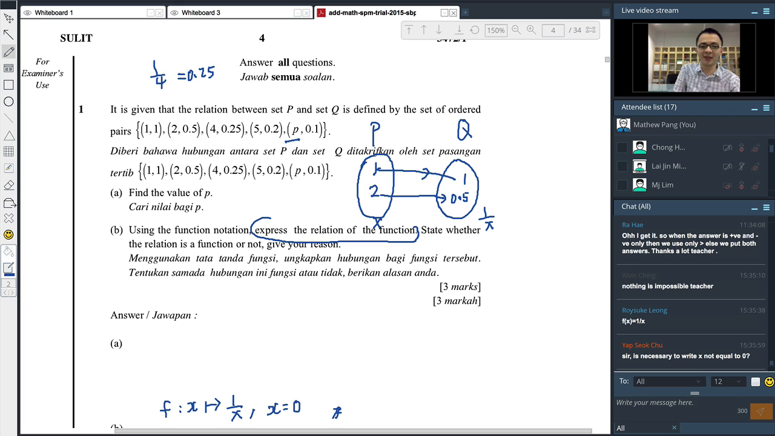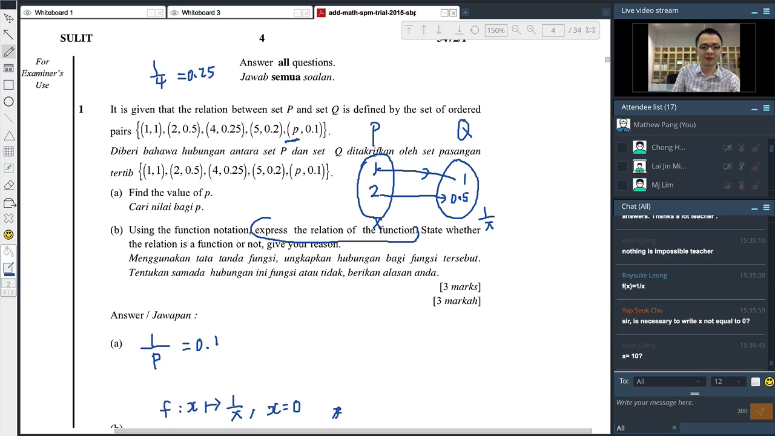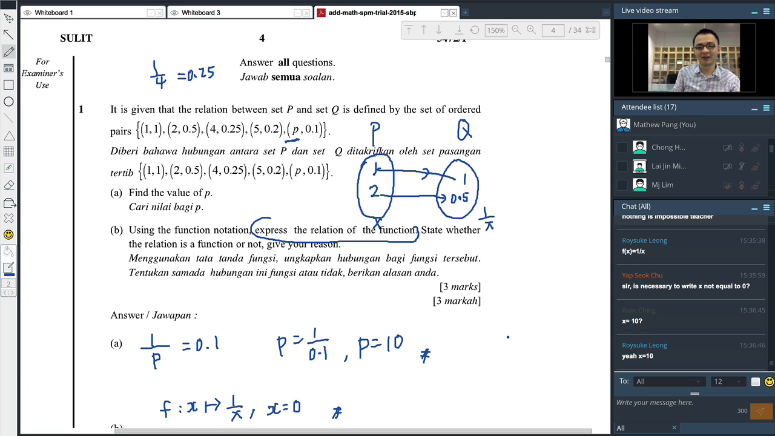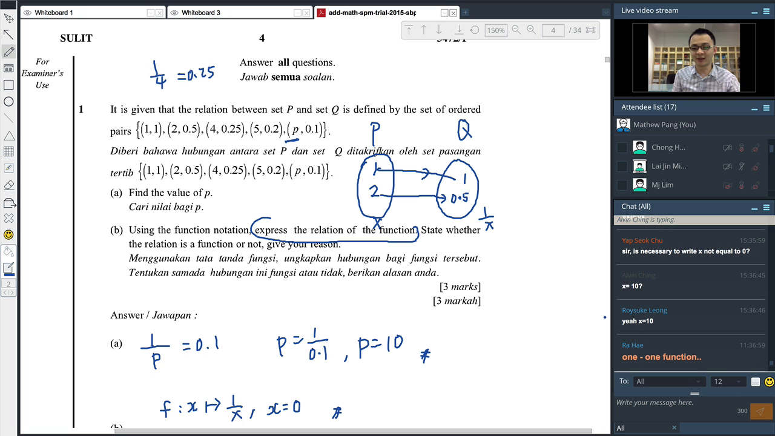He asks you to find P. So you have to think 1 divided by x, right? So 1 over P, you will get 0.1. You solve this one, P equals to 1 over 0.1. P equals to 10. Of course you have to write nicely. Alright, so P is equal to 10.